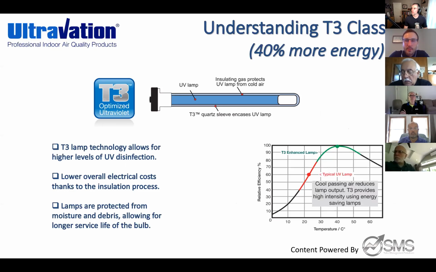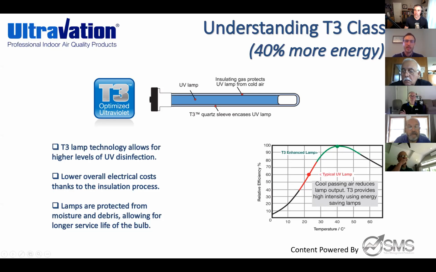So, understanding our T3 class UVC lamp. We have a normal UVC lamp, but we also have our T3 class UVC lamp that is 40% more efficient. A normal UVC lamp works at about 60% efficiency, as you see on the bottom right chart there. Our T3 lamp works at 40% more efficiency. So you see there, a typical UV lamp at that red dot is right around 60. Ours goes up 40%, all the way up to 100 on that green dot.